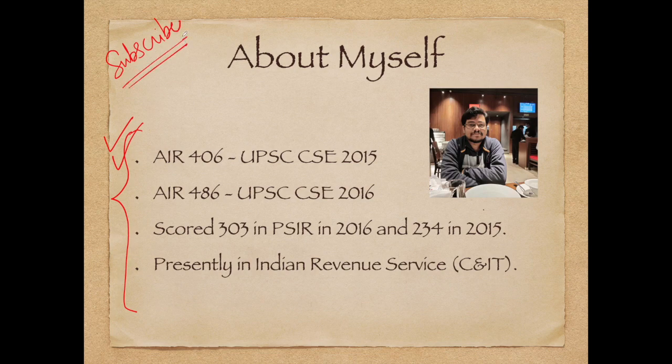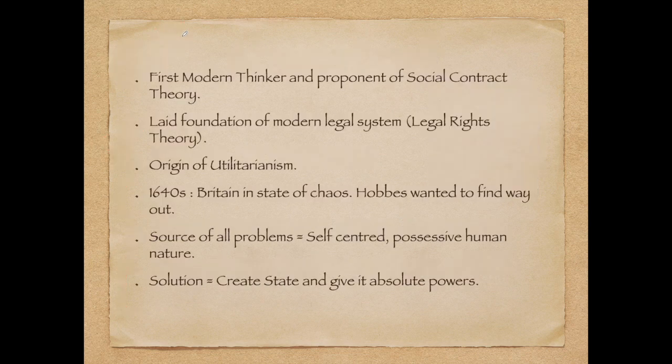So moving on, we'll start with Hobbes today. Now, this is the basic introduction about Hobbes. The main thing is that he's regarded to be the first modern thinker, and a proponent of the social contract theory. We'll talk about these terms in greater detail as we move further into the video.